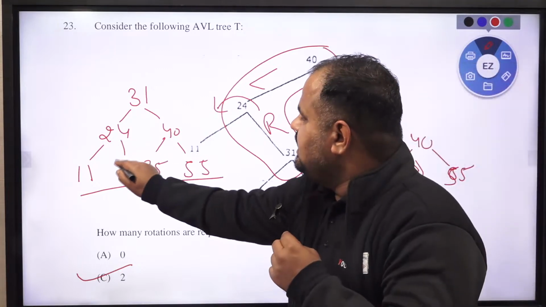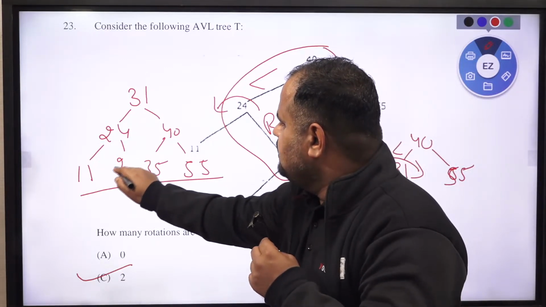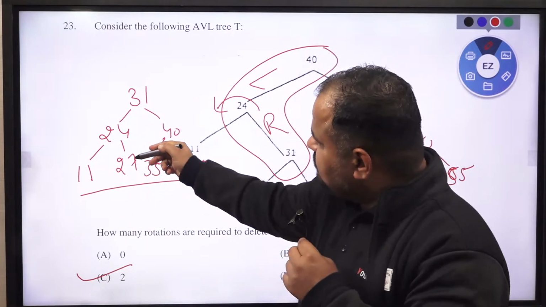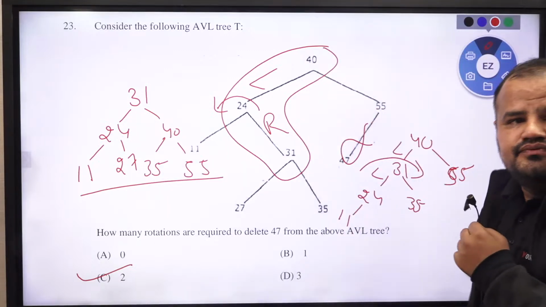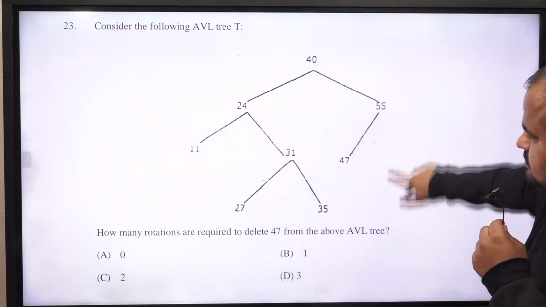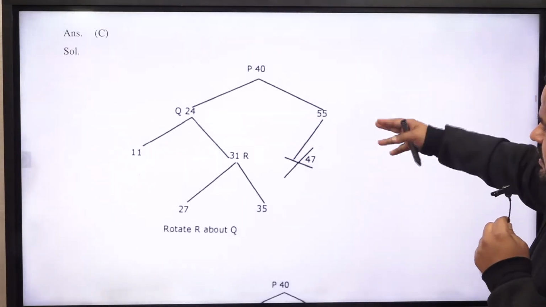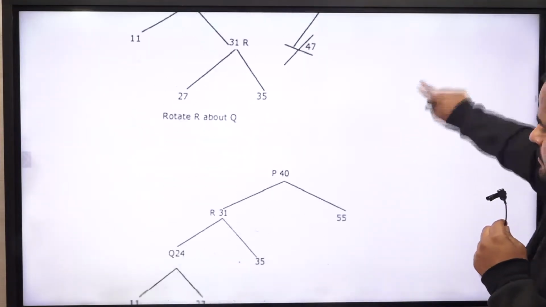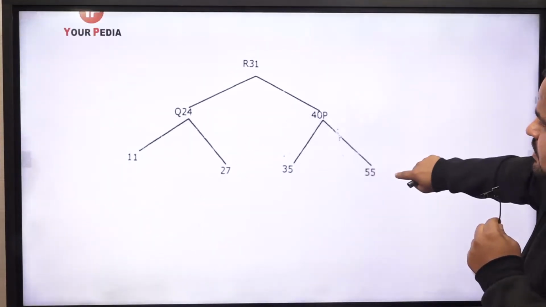27, you can write 27 here, less than 31 but greater than 24. Great. So 2 is the right answer. Next, you can see here, then here. That is the final output. Fine, my dear students.